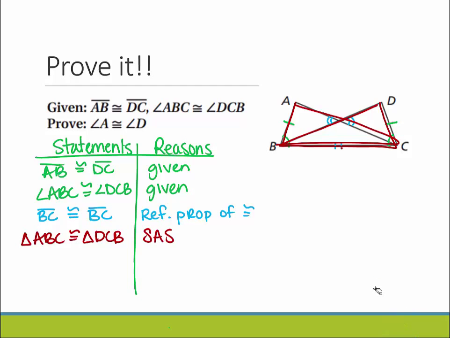Now that I know those two triangles are congruent, every part of those triangles has to be congruent as well. So I know this angle here has to be congruent to that angle there. So angle A has to be congruent to angle D because of CPCTC. Congruent parts of congruent triangles are congruent.